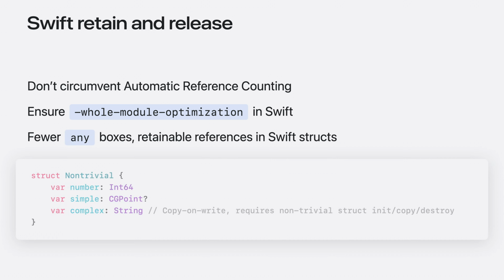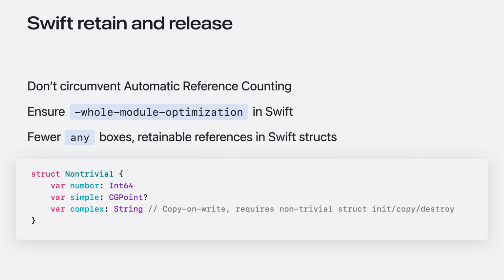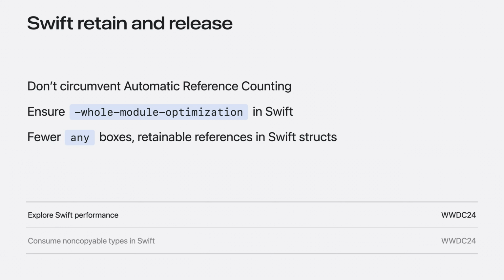It's also helpful to make sure your most copied structs have simple fields. Profiling can help identify expensive struct copies. For these structs, try to minimize the use of reference types, copy on write types, and uses of any. For more Swift performance tips, check out Explore Swift Performance and Consume Non-Copyable Types in Swift.